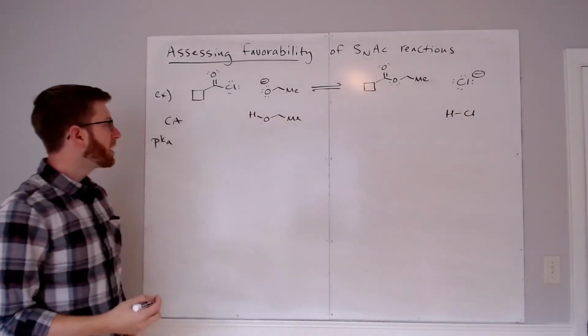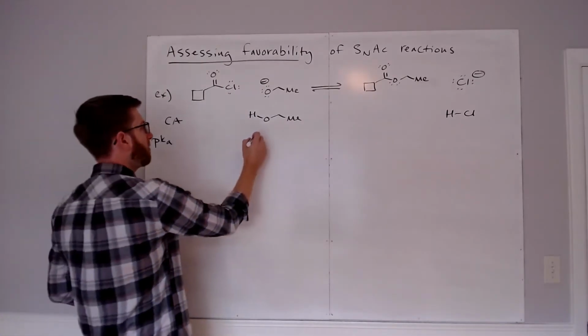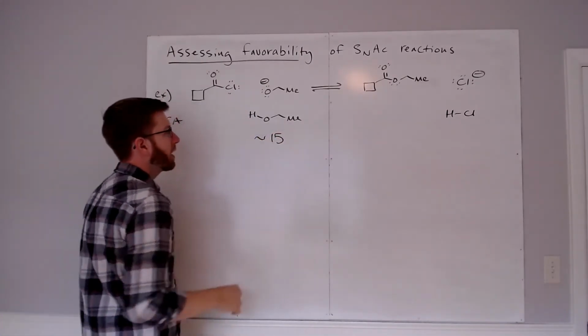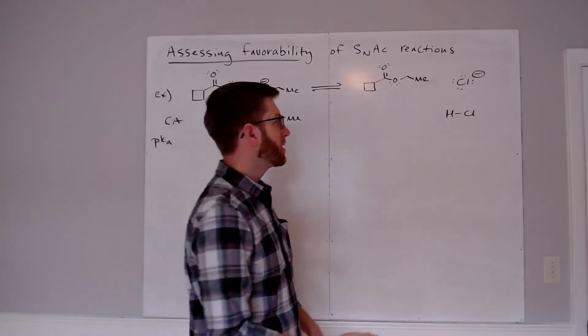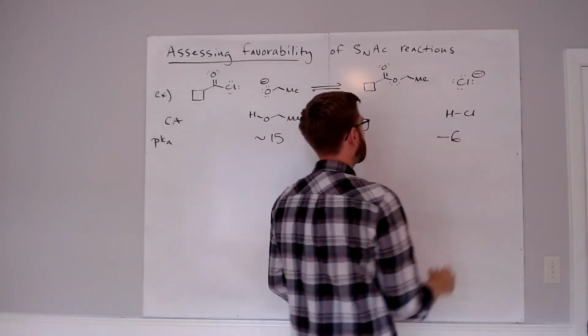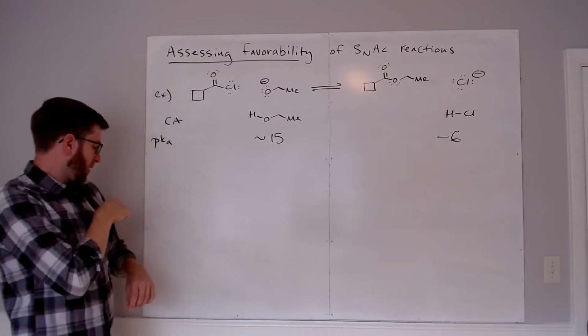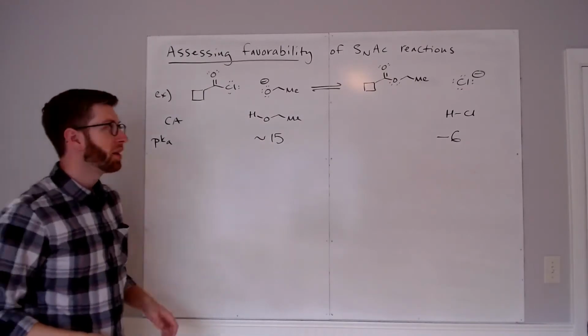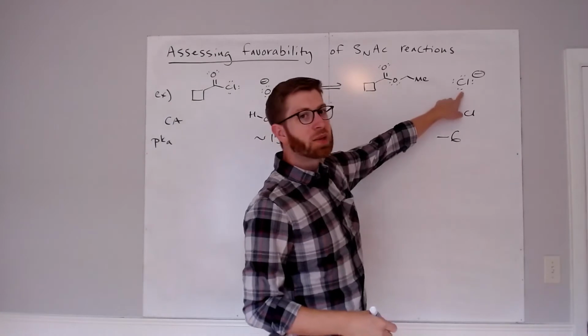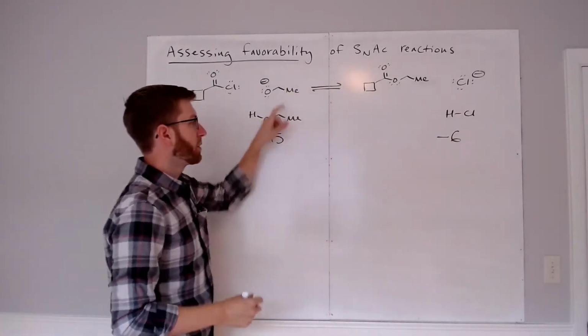Okay, so my pKa values: for an alcohol, this is about 15. And HCl, we know, is a very strong acid. Its pKa is about -6. So these pKa values are telling me that this anion is more stable than this one.